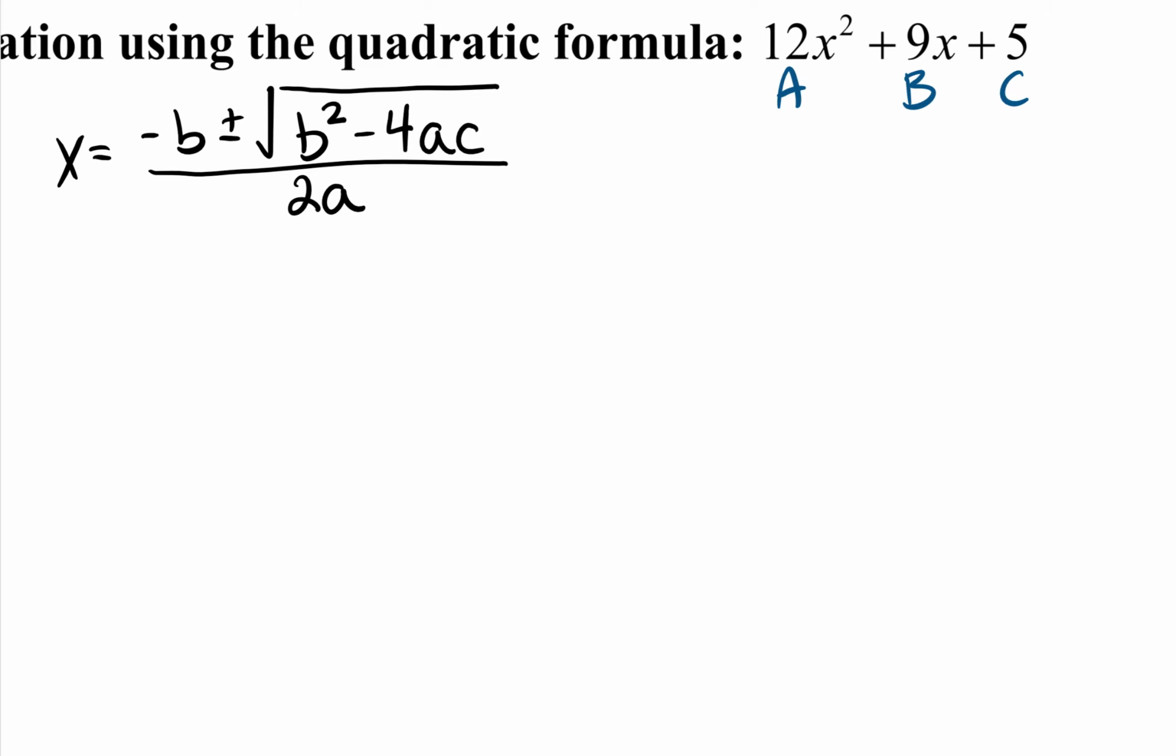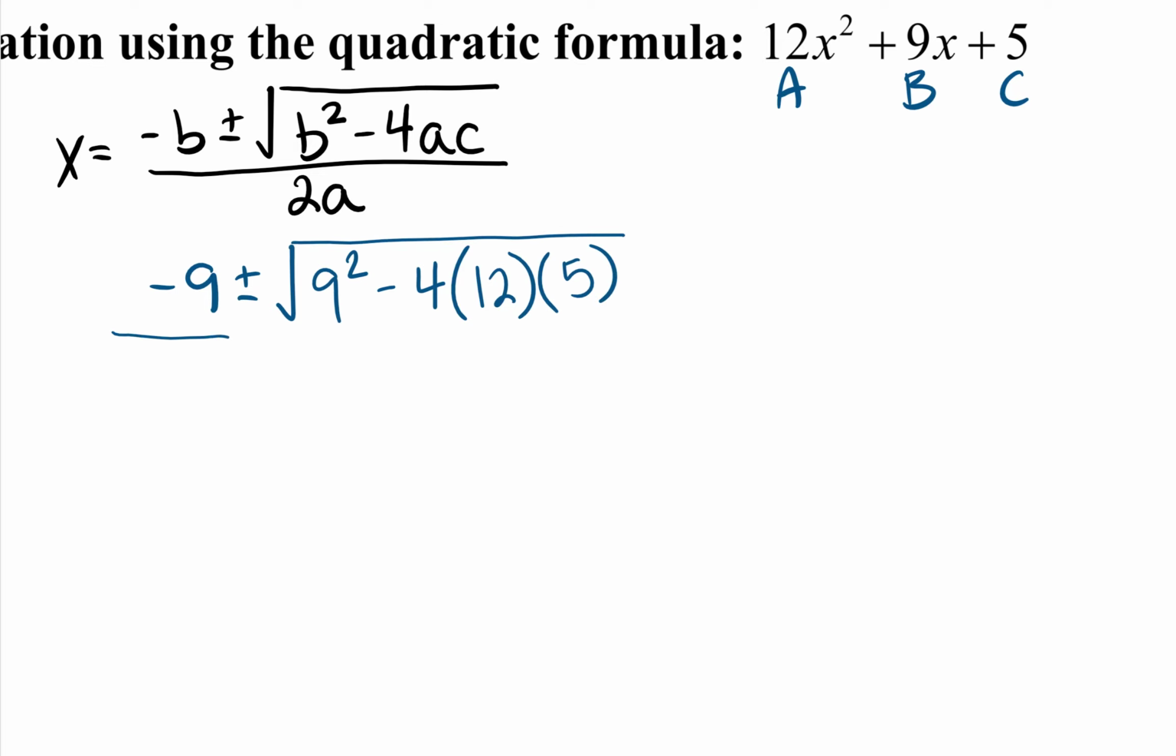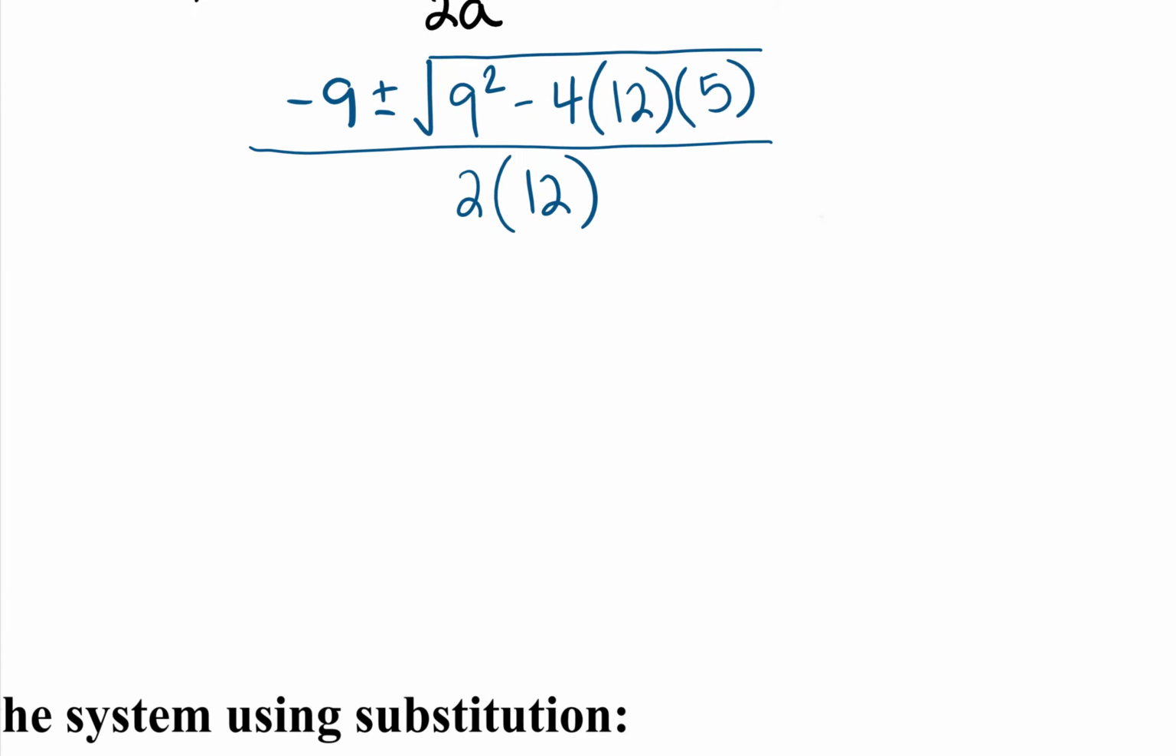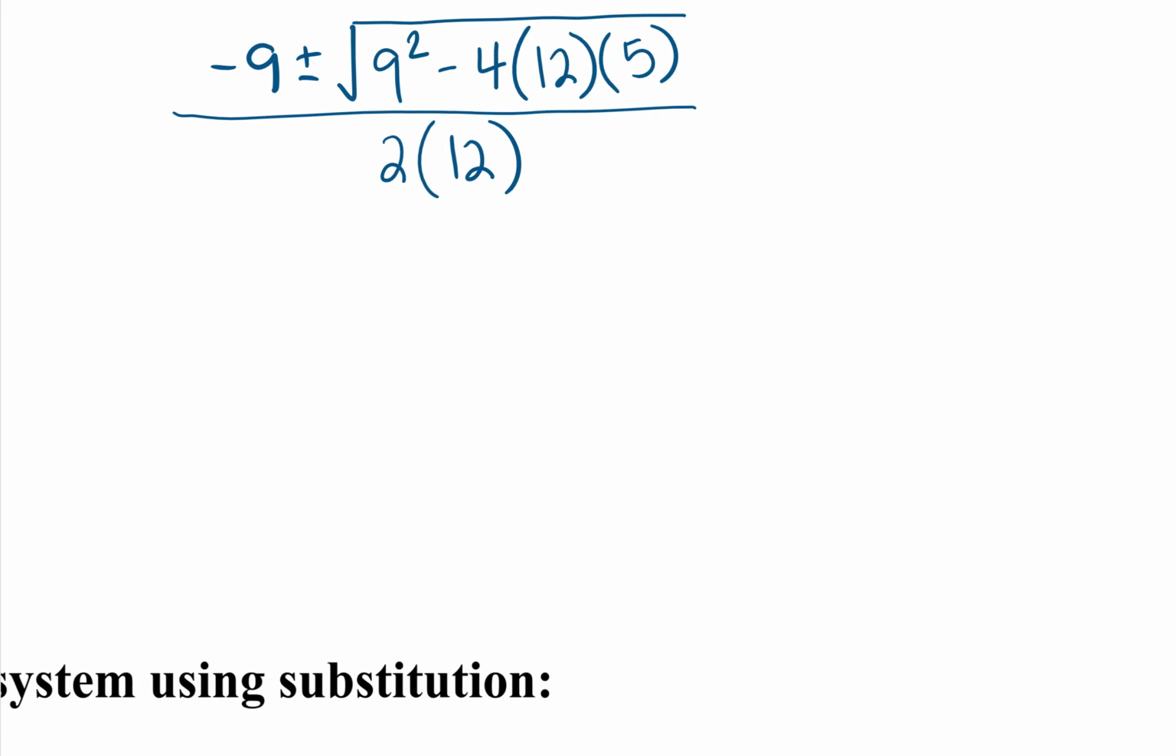Alright, now that I have A, B, C, I just plug those in. So negative b would be negative 9. Square root of b squared, which is 9 squared, minus 4 times A times C, all over 2 times A, so 12. Cool. Now I just got to reduce all this mess, right? Eventually I'll get some answers.